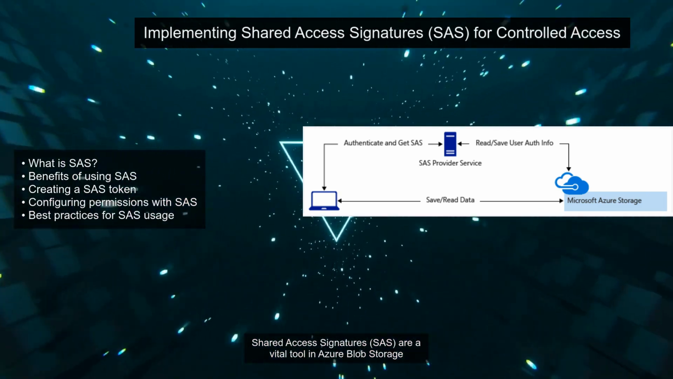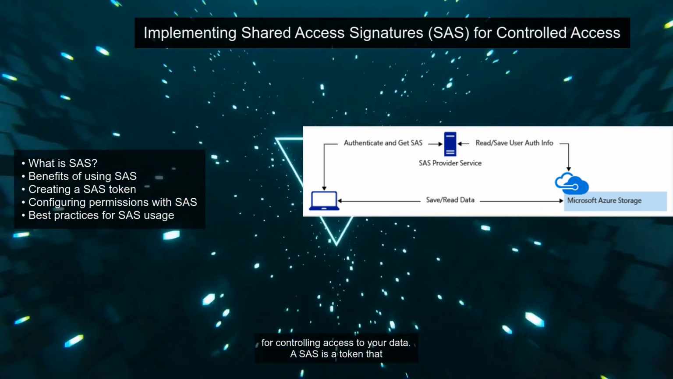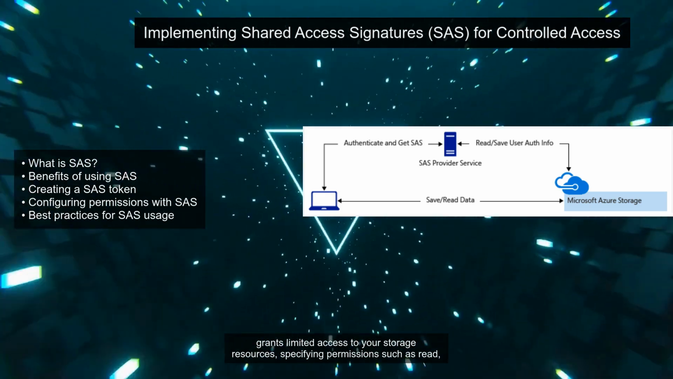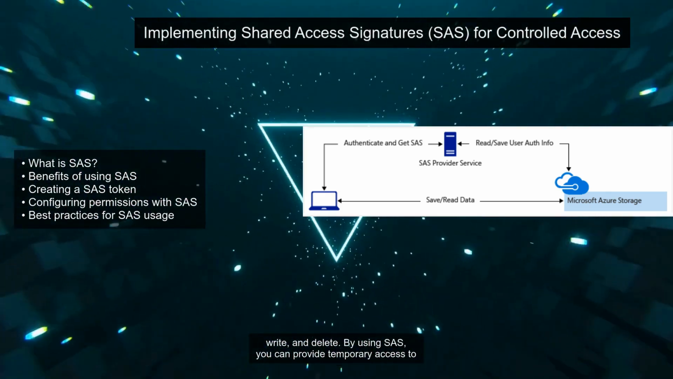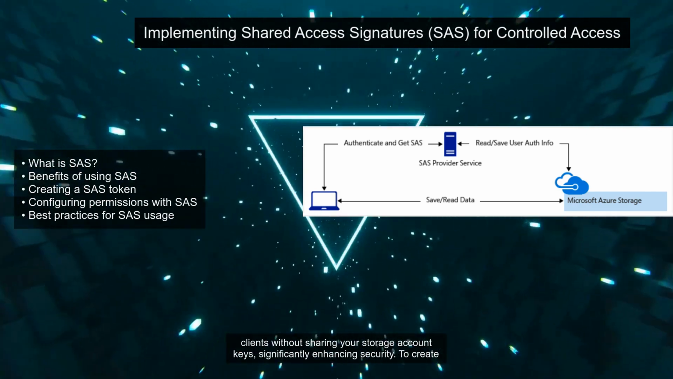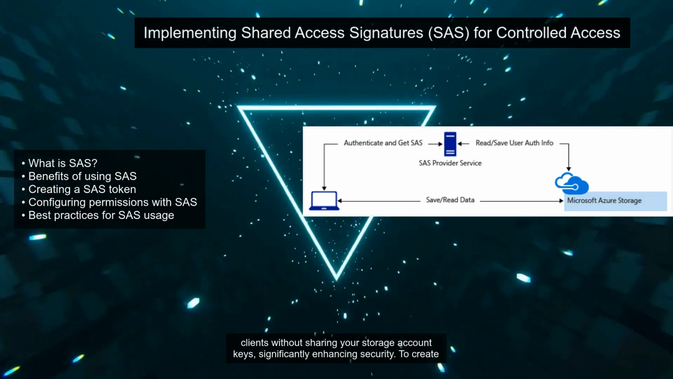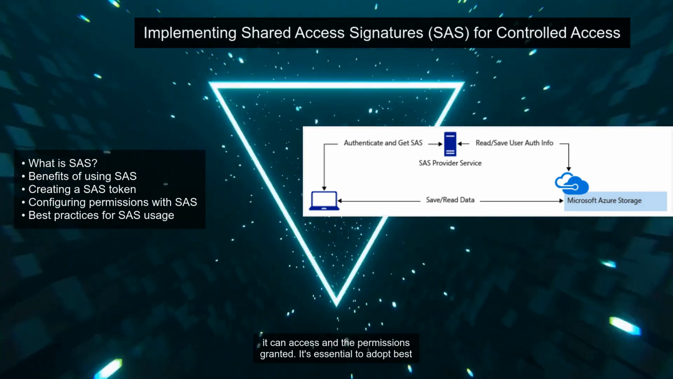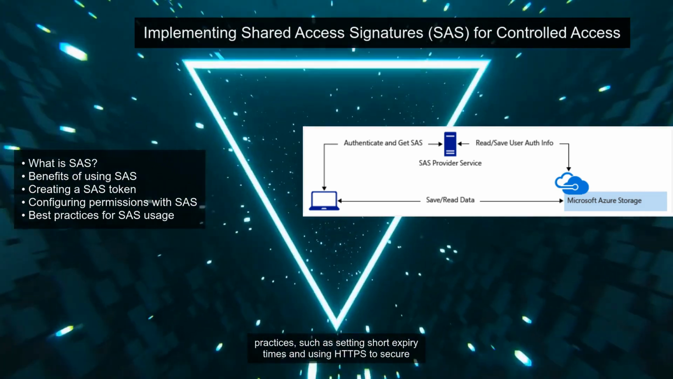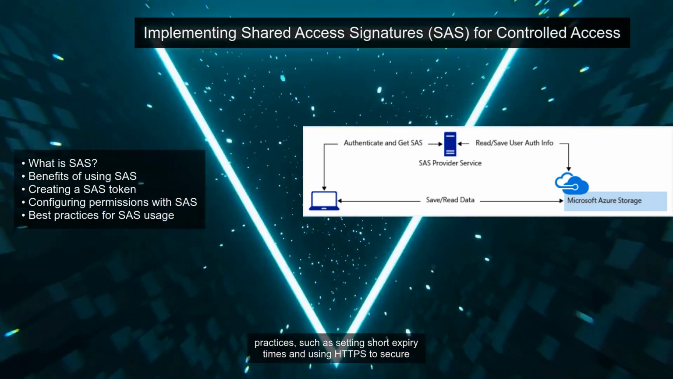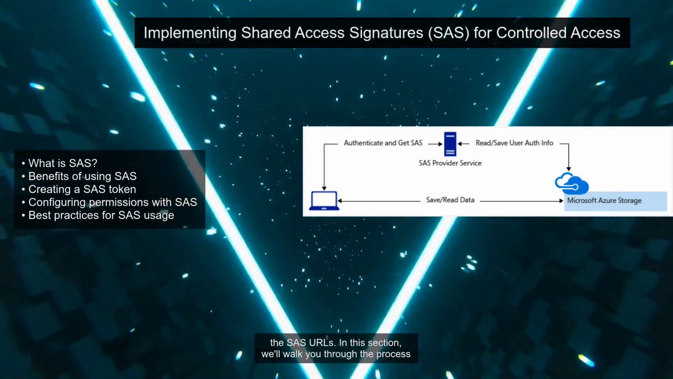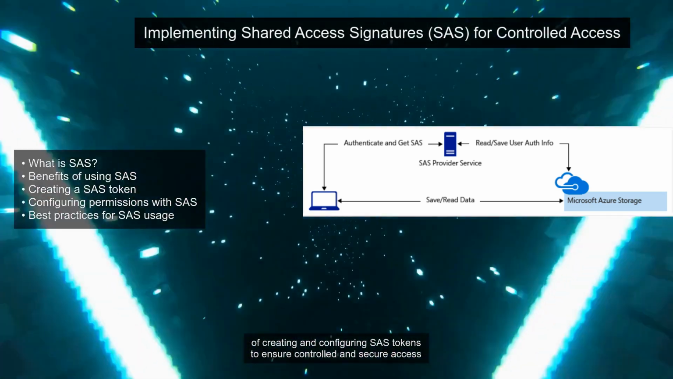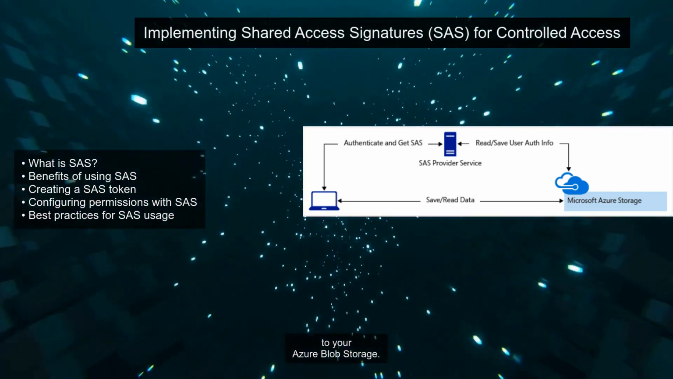Shared Access Signatures, SAS, are a vital tool in Azure Blob Storage for controlling access to your data. A SAS is a token that grants limited access to your storage resources, specifying permissions such as read, write, and delete. By using SAS, you can provide temporary access to clients without sharing your storage account keys, significantly enhancing security. To create a SAS token, you'll need to define its scope, including the resources it can access and the permissions granted. It's essential to adopt best practices, such as setting short expiry times and using HTTPS to secure the SAS URLs. In this section, we'll walk you through the process of creating and configuring SAS tokens to ensure controlled and secure access to your Azure Blob Storage.